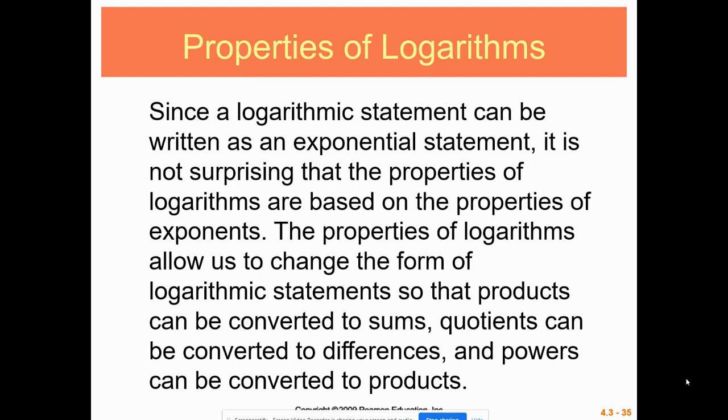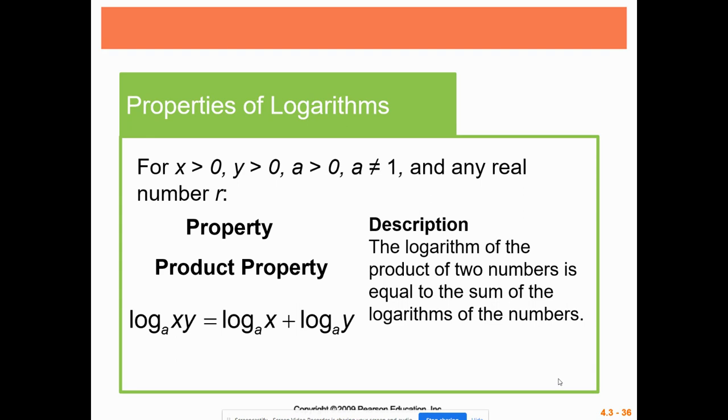So our first property is the product property. And we need to note that x, y, and a have to be greater than 0. They can't be negative and they can't equal 0. And a cannot be 1. And r has to be a real number. So the product property says the log base a of x times y can be rewritten as the log base a of x plus the log base a of y. So the sum of logs can be changed to the log of a product. The log of a product can be changed to the sum of logarithms.